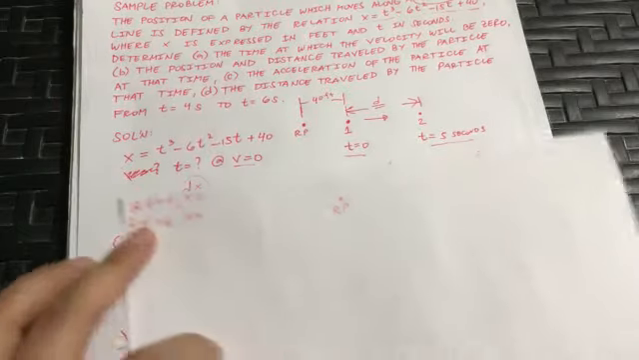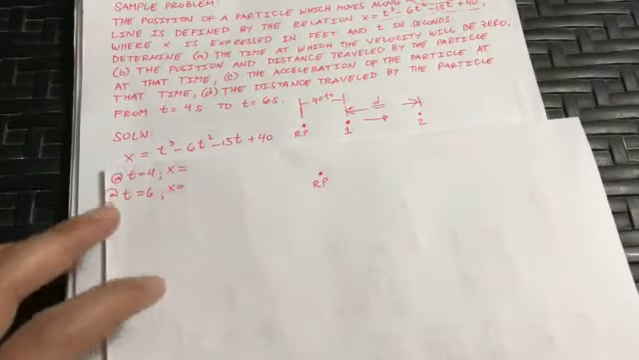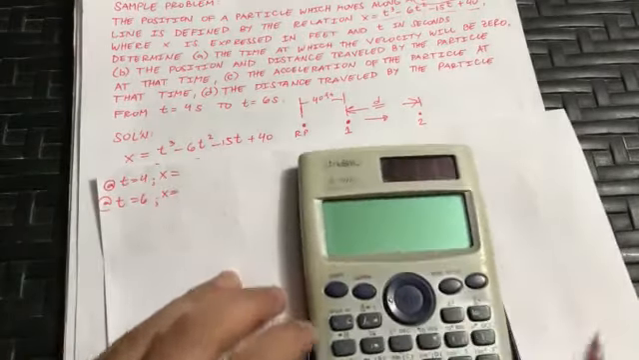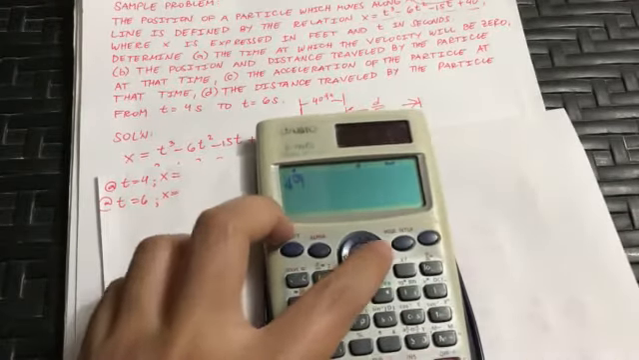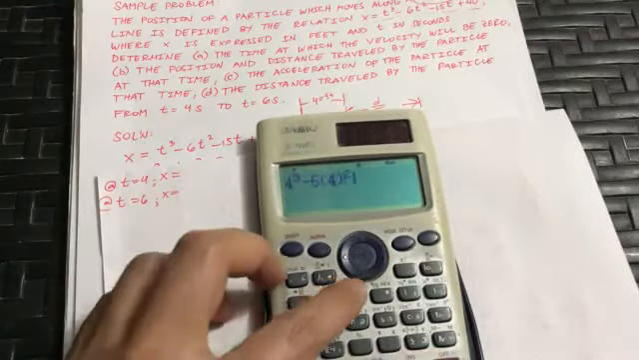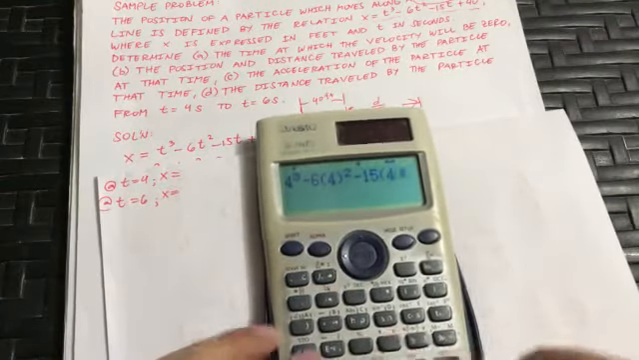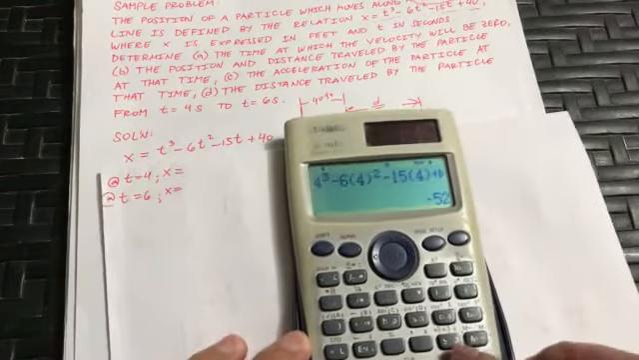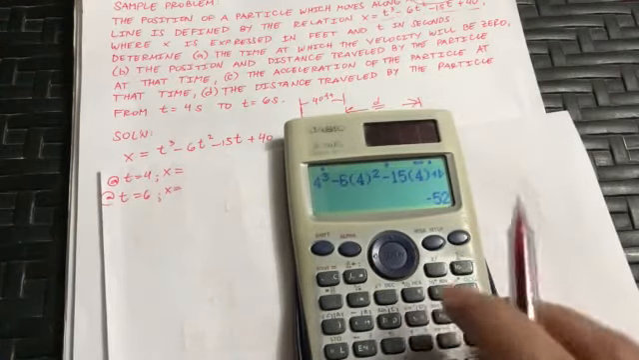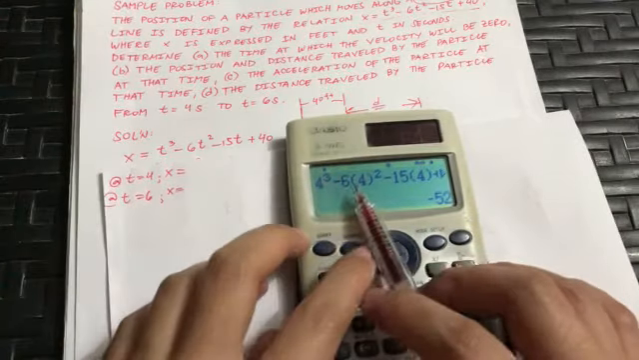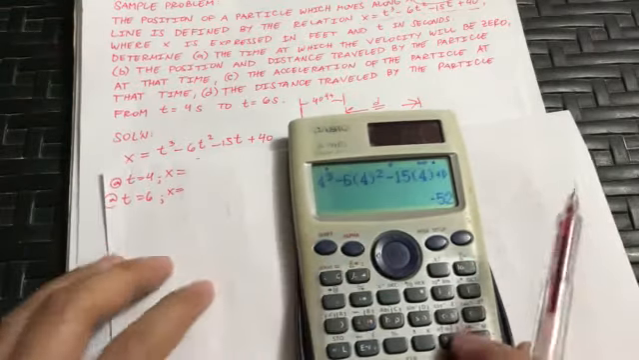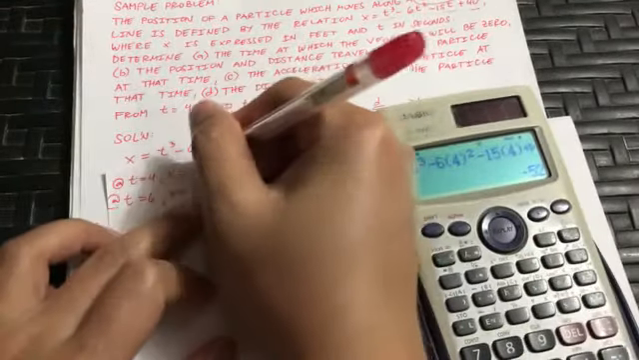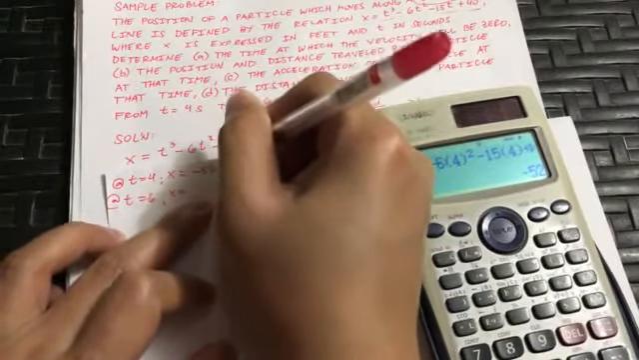So let's try and solve. At time of 4 seconds, we have 4 cubed minus 6 times 4 squared minus 15 times 4 plus 40. We have negative 52. Checking, 4 cubed minus 6 times 4 squared minus 15 times 4 plus 40. Negative 52. Okay, negative 52 feet.